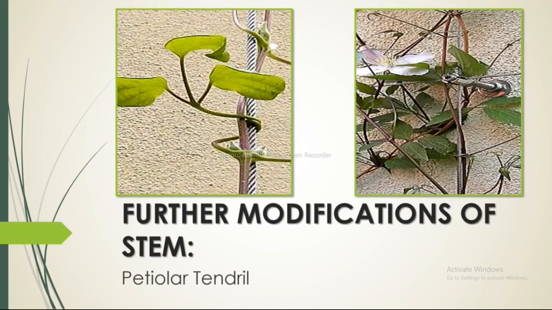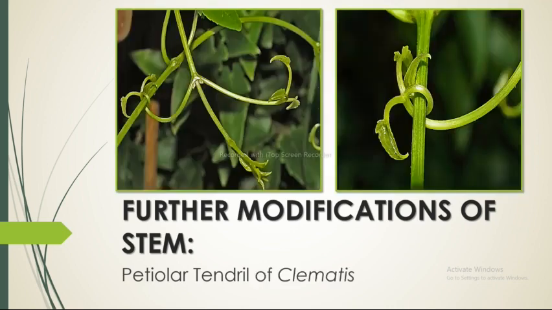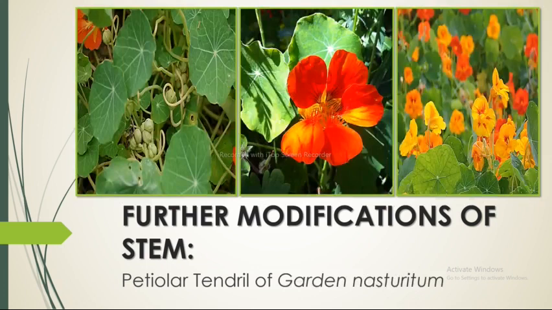This is petiolar tendril of further modifications of stem as shown in the figure. So this is the petiolar tendril of the Clematis as shown in the figure. So next is the petiolar tendril of the garden nasturtium as shown in the figure.